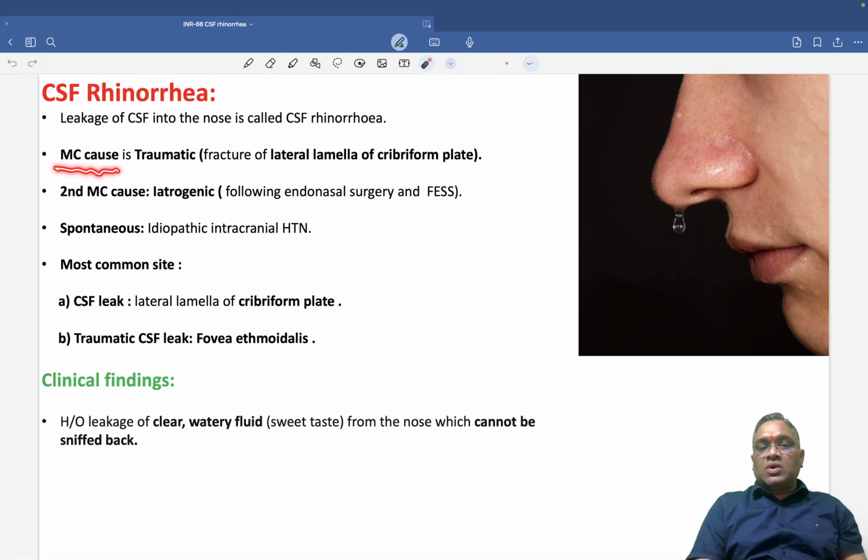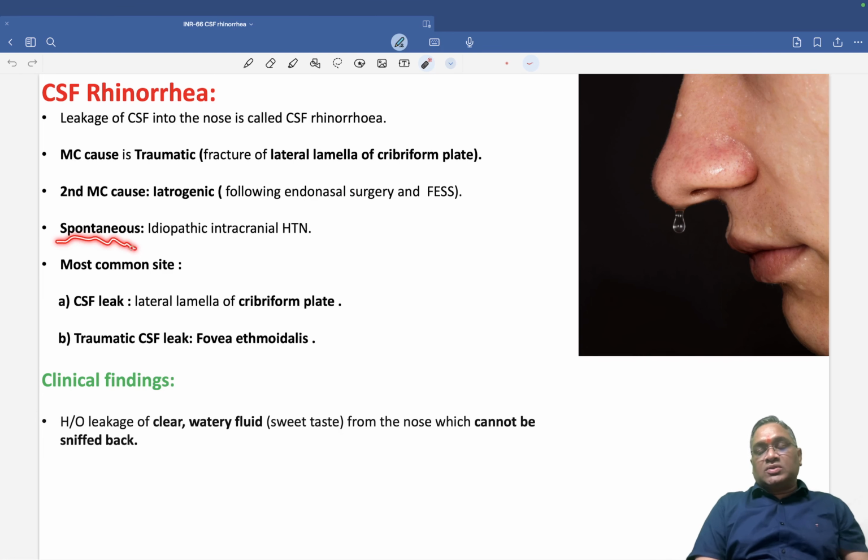What is the most common cause? The most common cause will be traumatic, right? In this traumatic, what will be the reason? The reason is the fracture of the lateral lamella of the cribriform plate. So mostly it is traumatic, because of fracture of the cribriform plate and especially that lateral lamella of the cribriform plate. What will be the second most common cause? The second most common cause will be iatrogenic, maybe because of endonasal surgery or because of FESS operation, right?